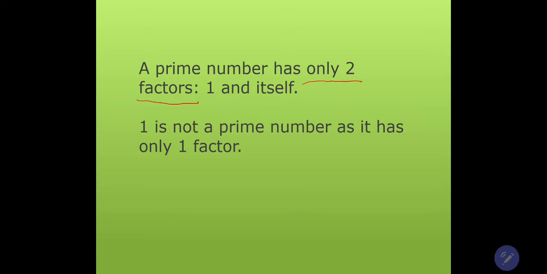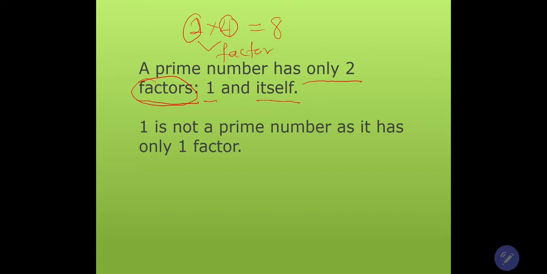Two factors: one and itself. You should know the meaning of factor first. For example, if 2 times 4 equals 8, then 2 and 4 we call factors.